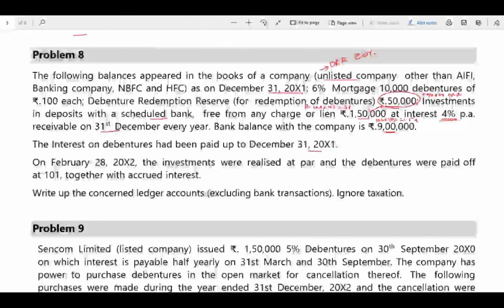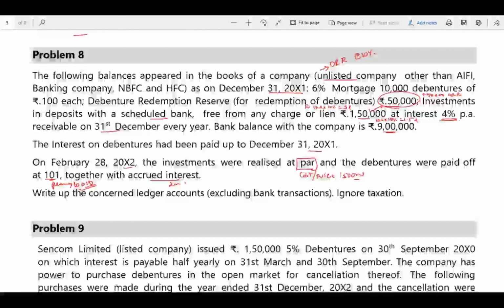Now on 28th February 2002, that means after 2 months, next year, the investments were realized at par. Par means cost or face value, that is 1,50,000. And the debentures were paid off at 101. Therefore, it is a premium. 10 lakh into 101%, that 1% extra, 10,000, is your premium. Correct? Together with accrued interest, that is 2 months' interest, has been paid.